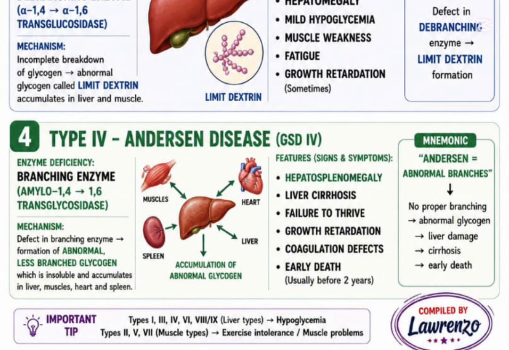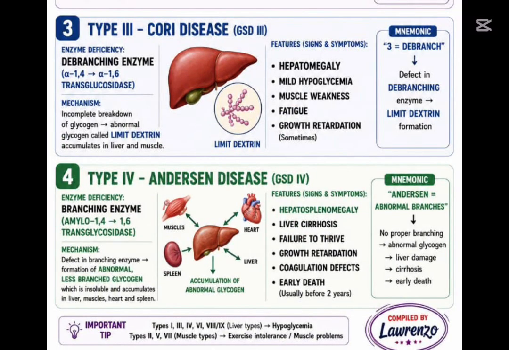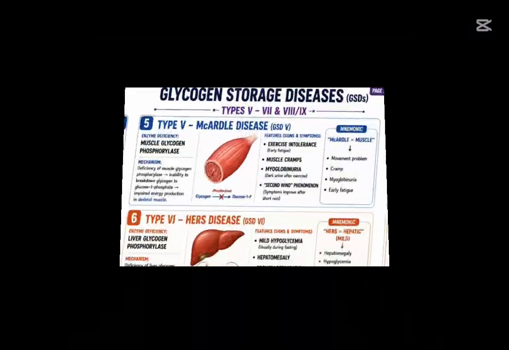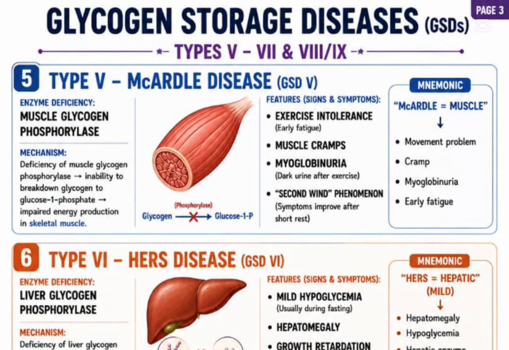So you see now, remember Andersen's, abnormal branching. Now Cori's disease is debranching. Andersen's, branching. Cori's, debranching. So there will be cirrhosis, there will be liver damage, there will be jaundice. So we have done type 4. The next one is type 5. In type 5, now what happens to the patient? In type 5, we call it McArdle's disease.